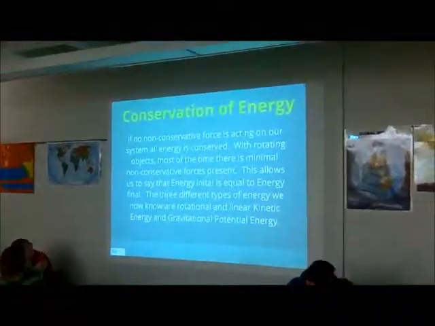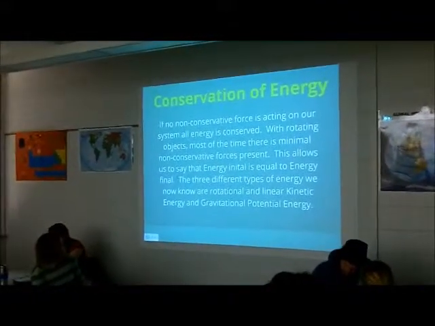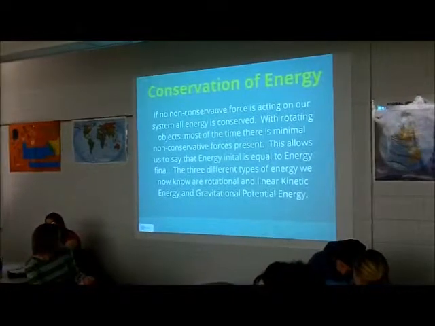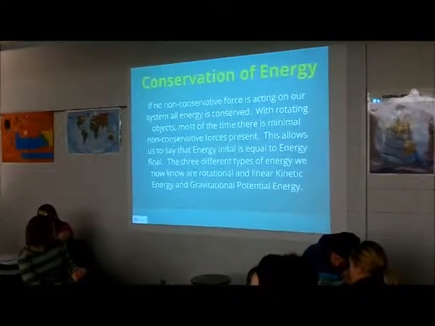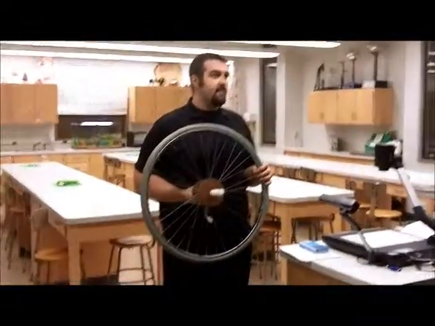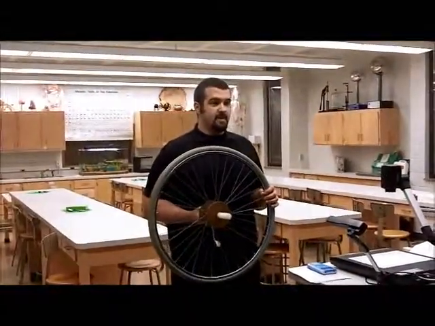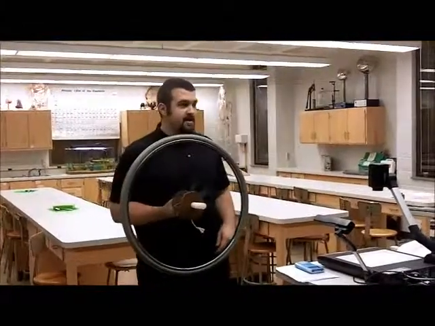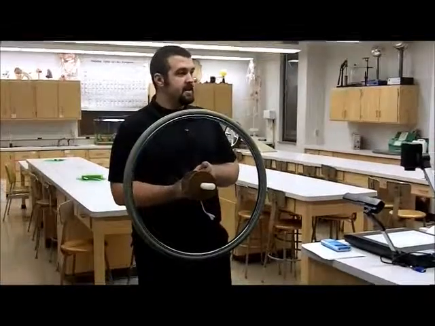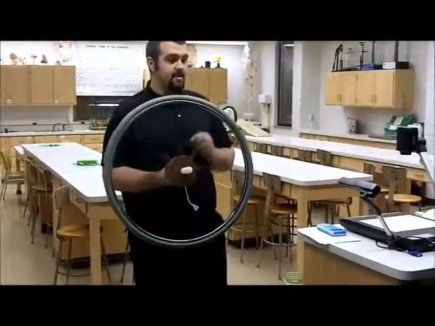Conservation of energy. So, just like in normal energy before, we've learned that energy is conserved, as long as there's no non-conservative force acting upon it. So, with wheels and other rotating objects, we actually find that we have fewer non-conservative forces at play. While here there is still a non-conservative force at play, which is on the axle here, the wheel is spinning, there is going to be some slight friction.